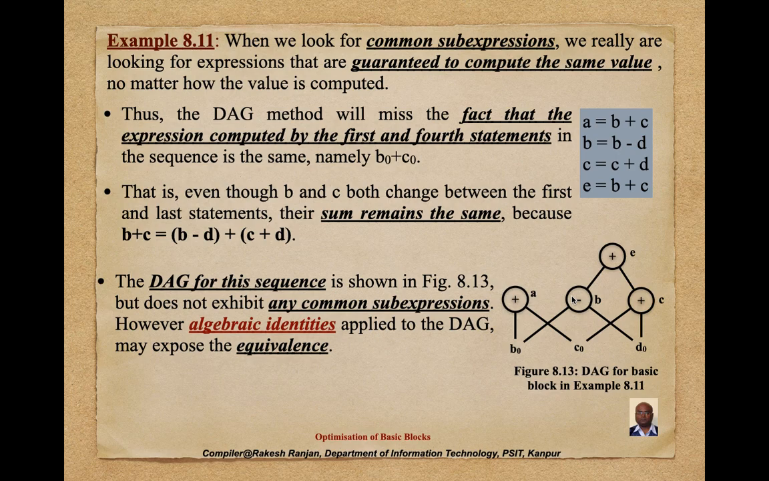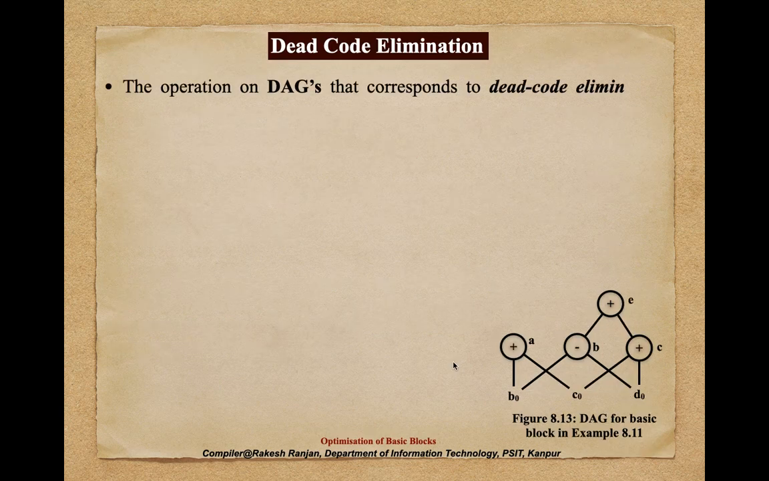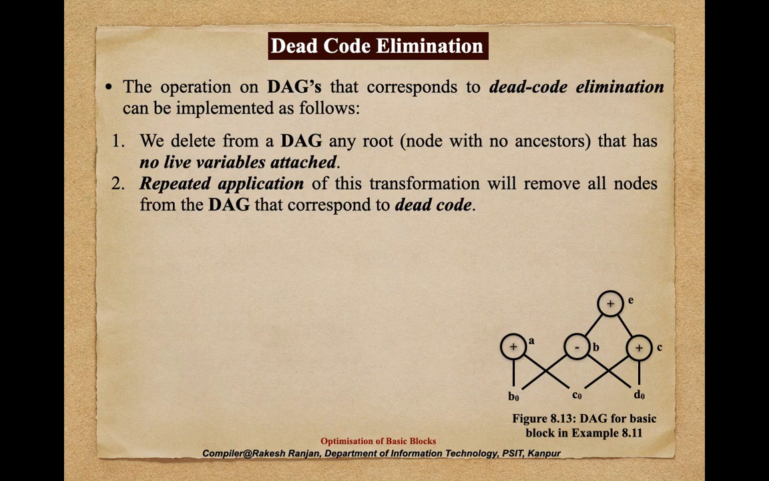So here you can see we have a directed acyclic graph in this form. Here we have b plus c, and here we have b minus d, and here we have c plus d, and then this updated value is stored in e here. So this is the algebraic equivalence form. Now next we can talk about dead code elimination.